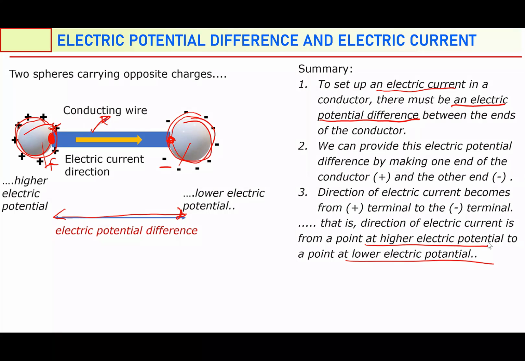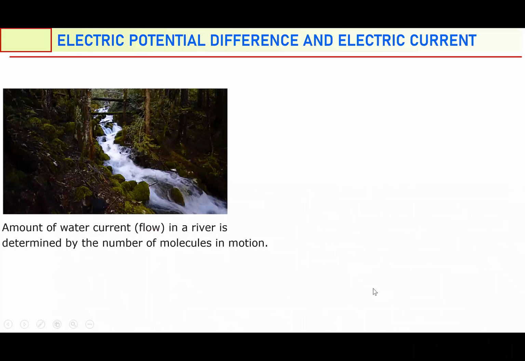Now let's calculate the magnitude of the electric currents. So we got the direction. Now we will calculate its magnitude. Okay. Now if I ask a question, the amount of water current or water flow in a river is determined by the number of molecules in motion. Yani, if more molecules move, the water flow becomes more. If fewer molecules move, the water flow becomes less. Yeah, it depends on the number of water molecules in motion.